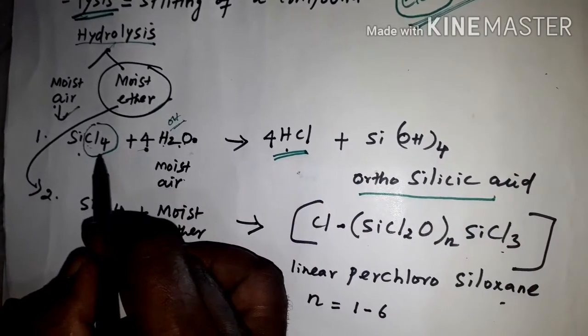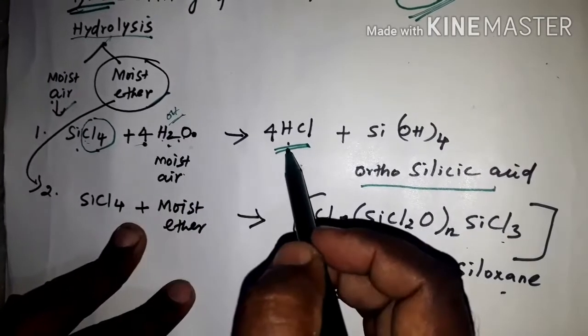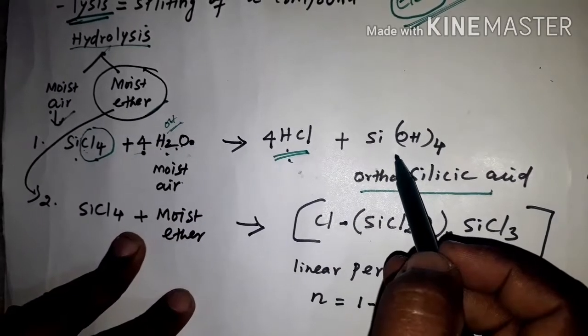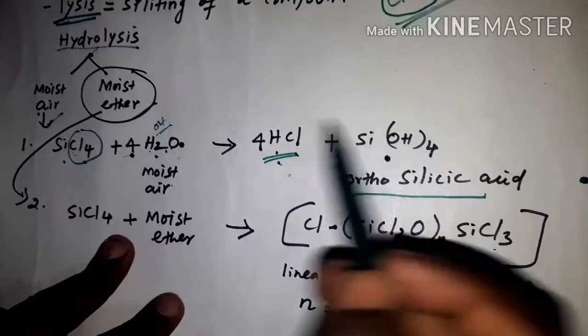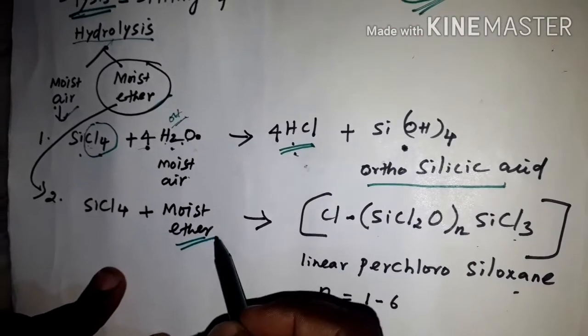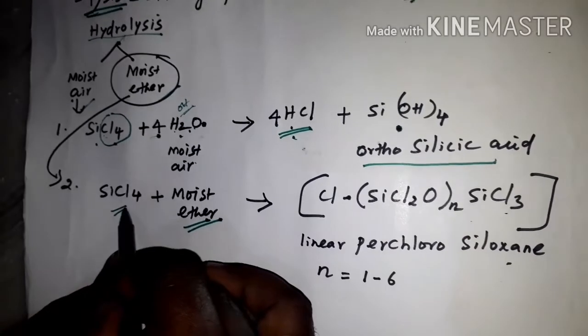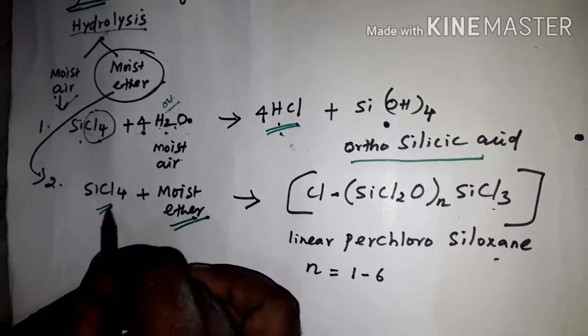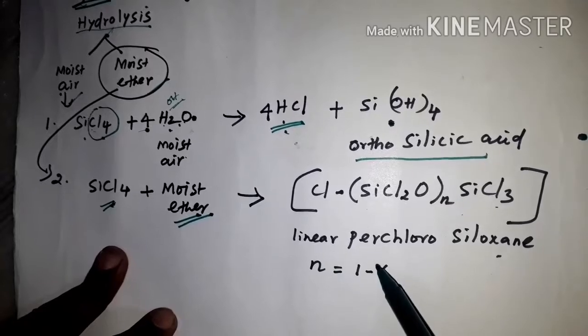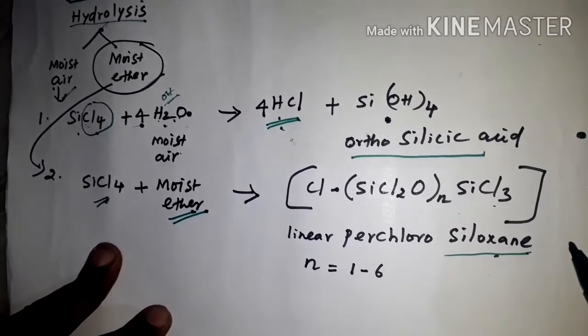So SiCl4 and H2O, we are getting HCl and Si(OH)4. Okay. Now we are adding Marsh ether. Marsh ether is going to split this silicon tetrachloride. We are getting the product of linear perchlorosiloxane.